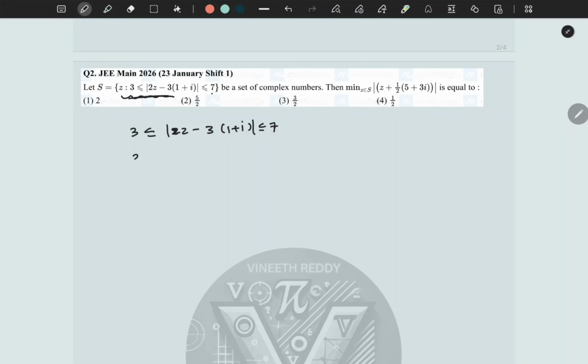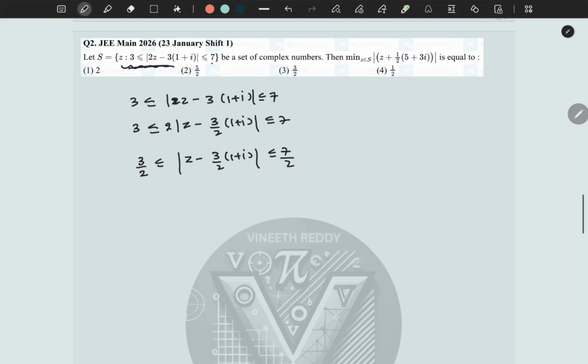So can I take 2 common, dear students? So we get 3 is less than or equal to 2 into mod of (z minus 3 by 2) into (1 plus iota), less than or equal to 7. Now we can divide the inequality by 2, so we get this part. So if you have understood the previous question, dear students, now this question becomes very, very easy. He is telling that this is once again a circle with center 3 by 2 comma 3 by 2. I hope you understood that.